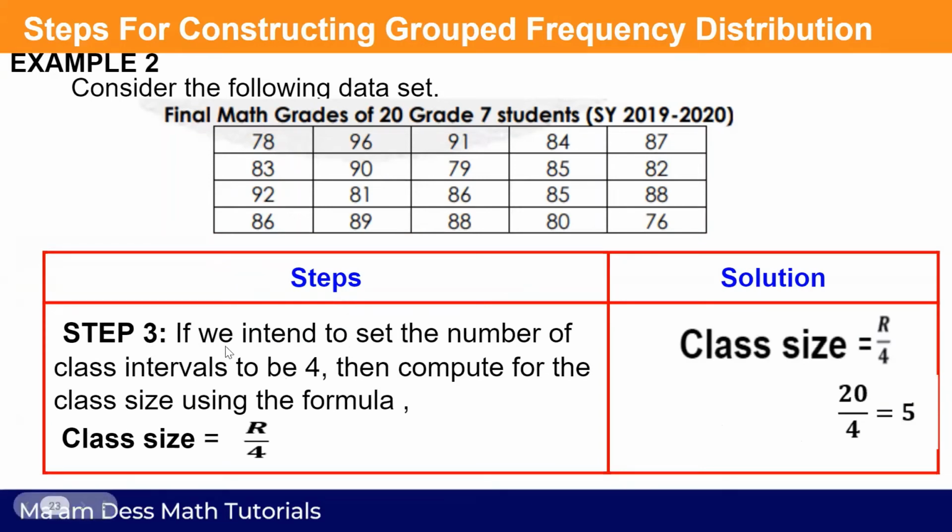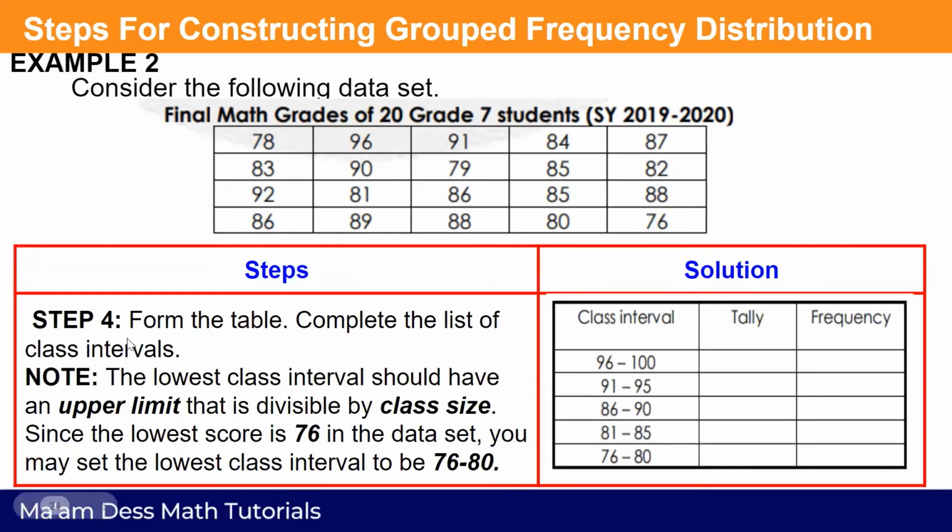Okay, step 3. If we intend to set the number of class intervals to be 4, then compute the class size using the formula. So, kung gusto natin na ang class intervals natin o iset natin sa 4, you have to use this. So, range. So, class size is equal to range over 4 or divide mo ng 4. Si range ay i-divide mo ng 4. So, class size is equal to 20 divided by 4 is equal to 5. So, ang class size po natin ay 5.